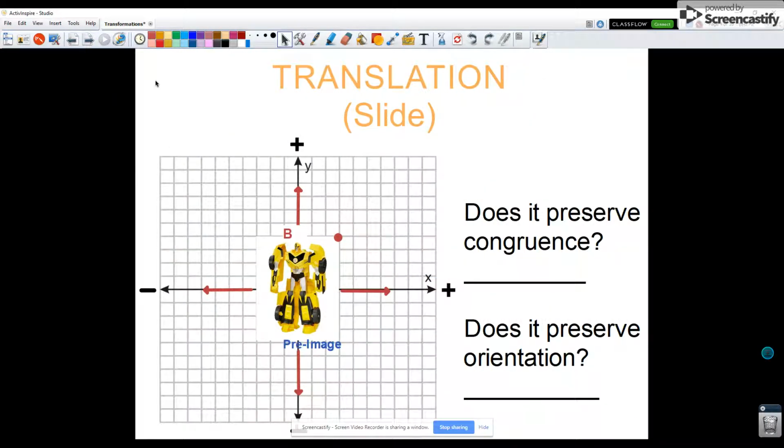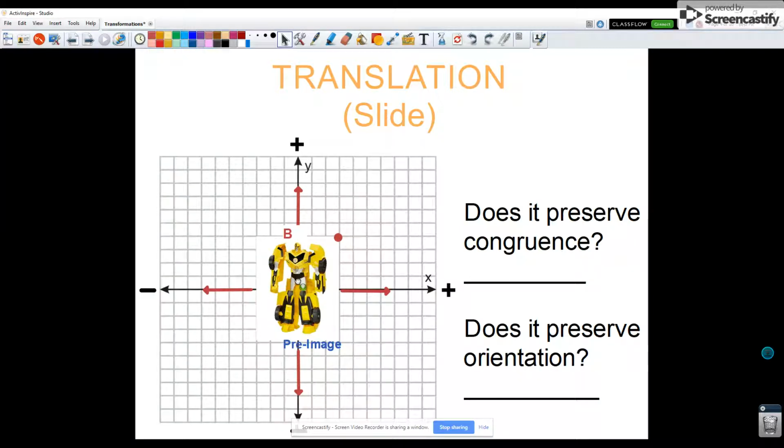The first transformation I want to discuss is called a translation, otherwise known as a slide. Here we have Bumblebee, notated as B for obvious reasons. And I want you to understand at first, the original picture or shape that you are going to transform is considered a pre-image. So this is the pre-image of B before he has been translated.